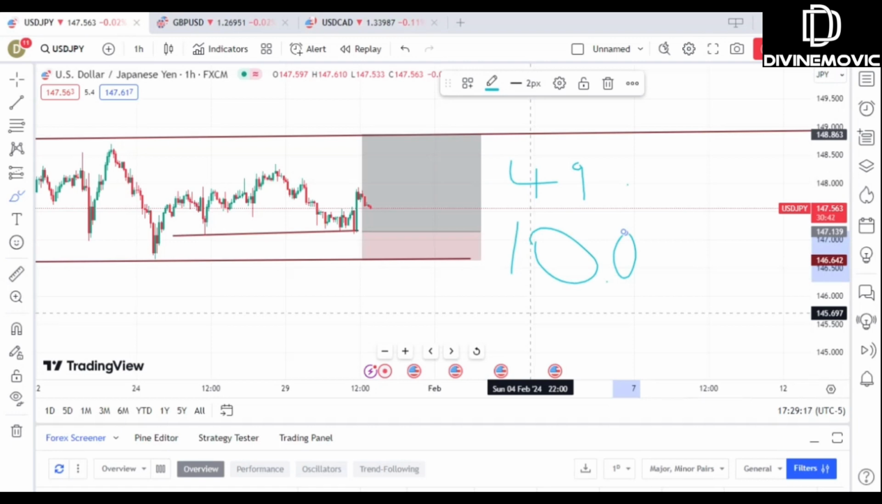If you are to continue, if you use a 1.0 lot size, it simply means that one pip movement is going to be worth $10.